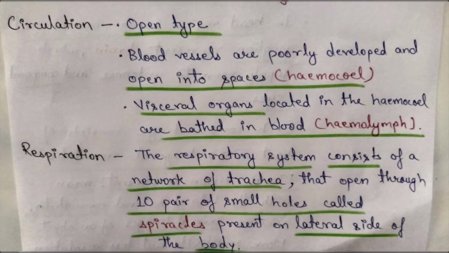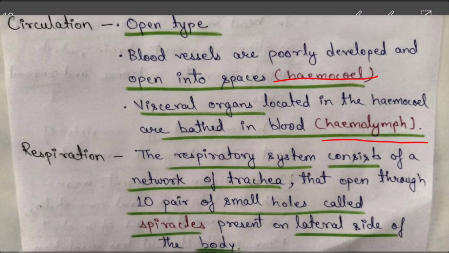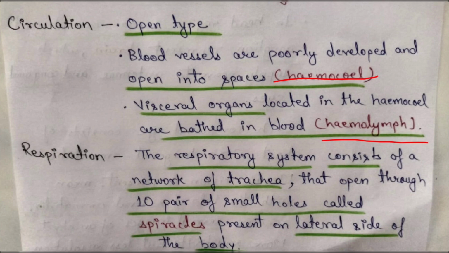Next we have circulation. Circulation is open type. Blood vessels are poorly developed and open into space, which is known as hemocoel. You must remember this. Visceral organs located in hemocoel are bathed in blood and their blood is known as hemolymph. Next we have respiration. The respiratory system consists of a network of trachea that open through 10 pairs of small holes called spiracles present on the lateral side of the body.